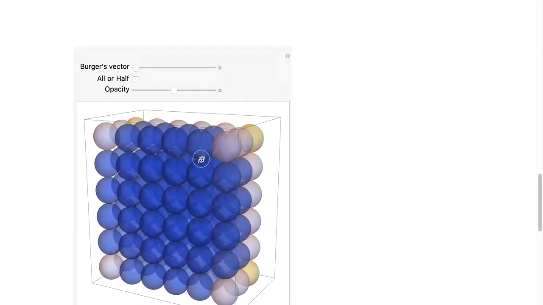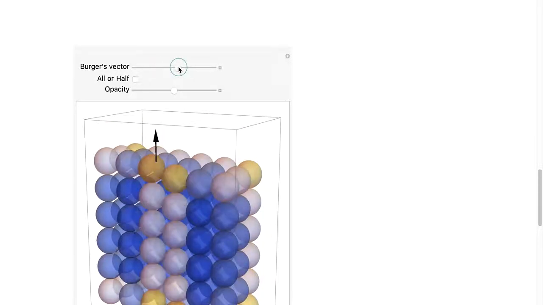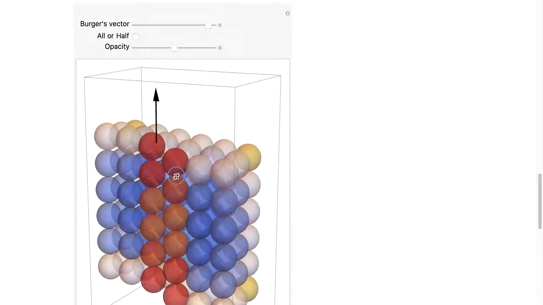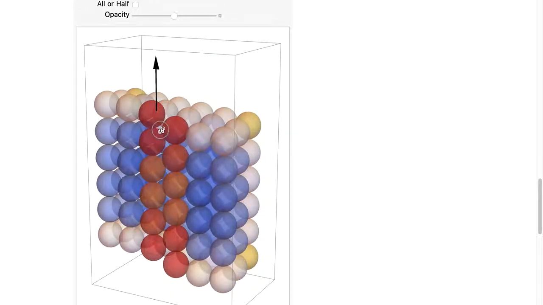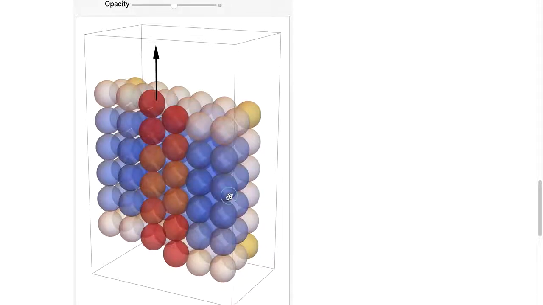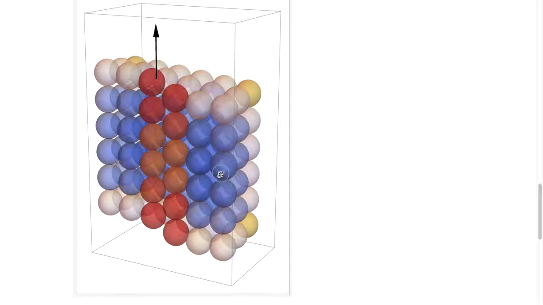Now what I'm going to do is chop this in half and only look at half the atoms. And as I increase the magnitude of the Burgers vector, it becomes really clear that the energy becomes higher just around the dislocation, where here is a dislocation, here's very high energy, red, and here's lower energy. The only thing is, it's kind of hard to see how the inner atoms' energies change.